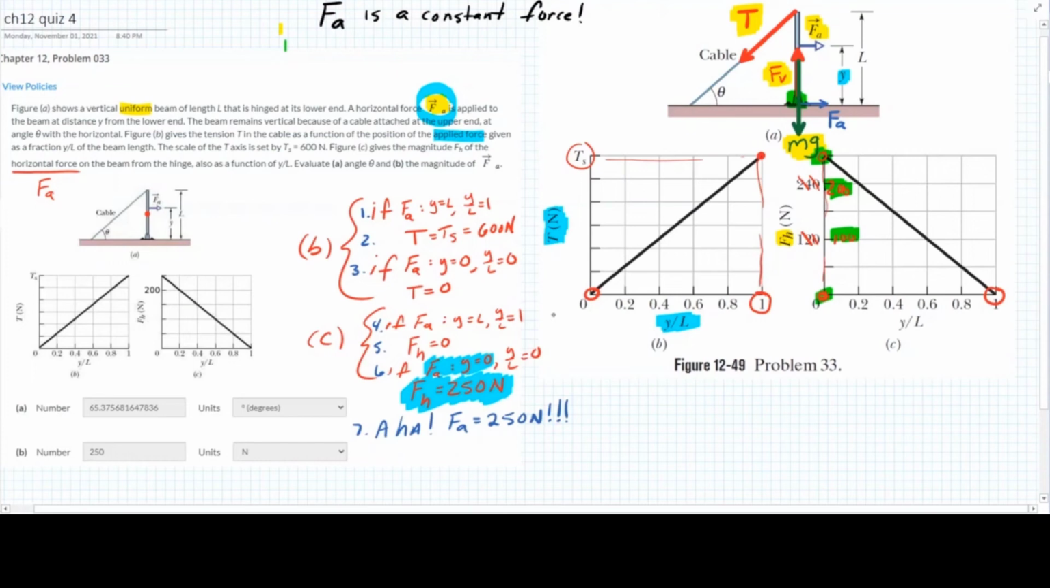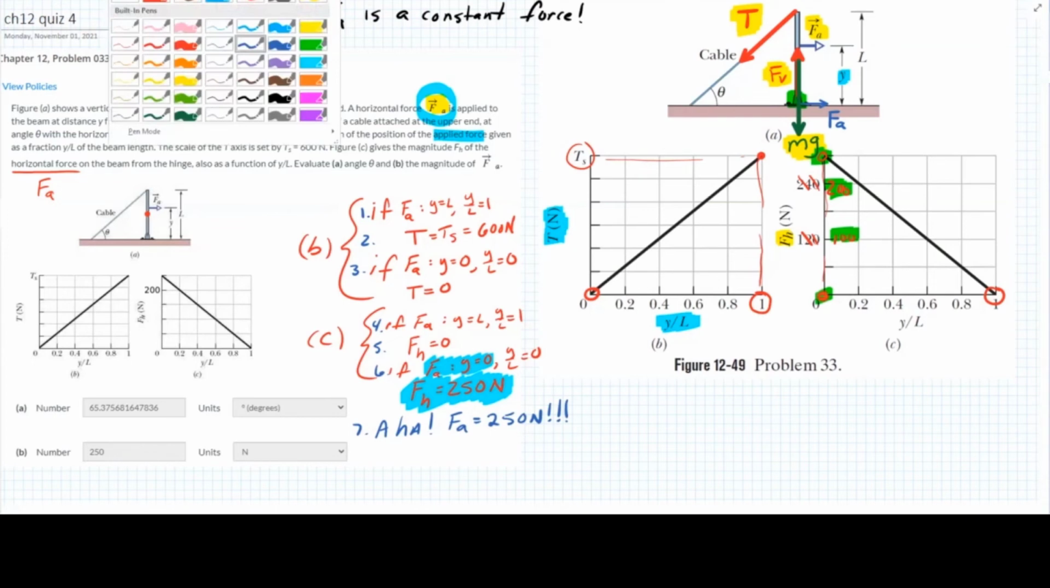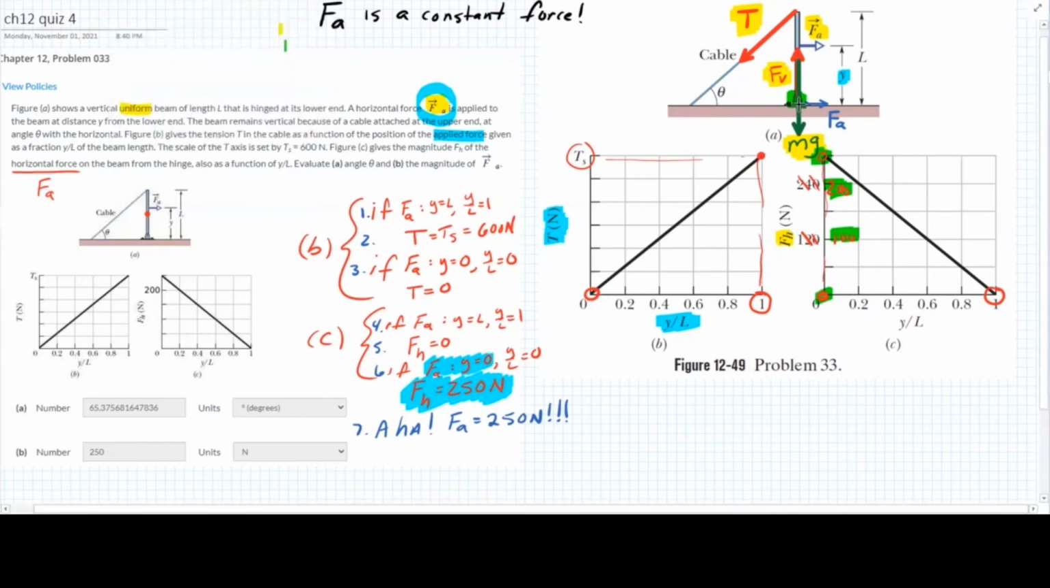In step 6, I showed F sub H equals 250. And I know for sure it has to be going to the left like this, because F sub A is given as going to the right. So this is the only choice I have. This is F subscript H. Okay, it's going to the left. And when F sub A is applied at y equals 0, my graph says this is 250 newtons, and that has to equal F sub A.